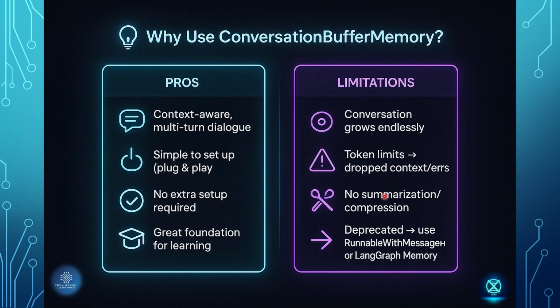But what are the limitations it offers? As and when the conversation history grows endlessly, it can exceed the LLM's token limit, leading to dropped content, like truncated content, right? So no summarization or memory compression. It doesn't have any offering for this. Then we will end up with token limits. Recently this has been deprecated, so you'll have to use the runnable with message history or LangGraph memory, right? So these are the pros and cons for using conversation buffer memory.